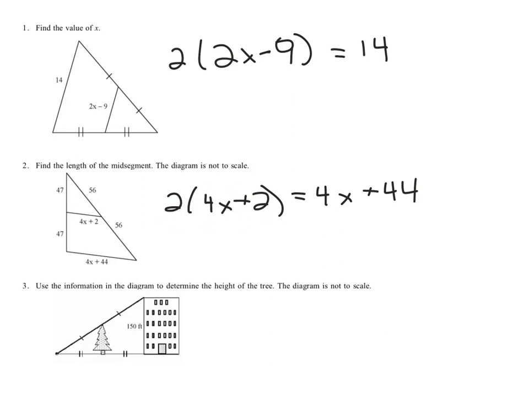So last one here, same idea. If this is 150 and the midsegment is half that length, then that tree's height is 75. That's it.